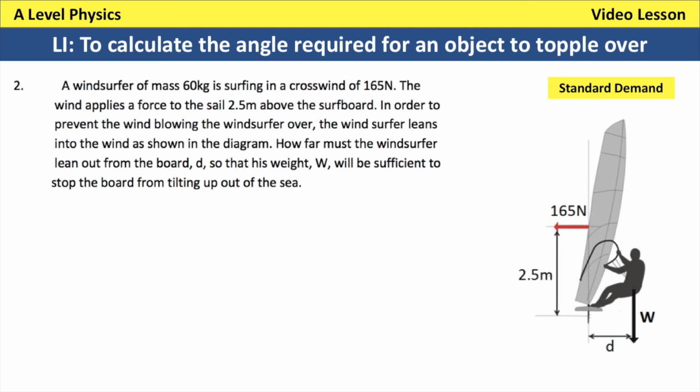Question 2. A windsurfer of mass 60 kilograms is surfing in a crosswind of 165 newtons. The wind applies a force to the sail 2.5 metres above the surfboard. In order to prevent the wind blowing the windsurfer over, the windsurfer leans into the wind as shown in the diagram. How far must the windsurfer lean out from the board D so that his weight W will be sufficient to stop the board from tilting up out of the sea?